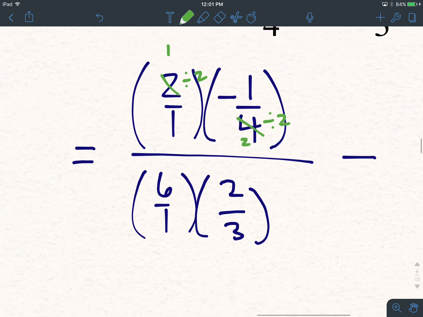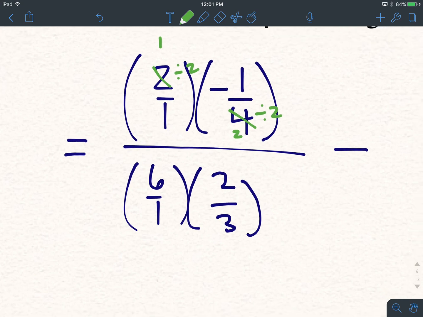Let's have a look at the denominator of our first fraction. Let's see if we can do some reducing, and I see that we can. So I can divide both the 3 and the 6 by 3. 3 divided by 3 gives us 1, and 6 divided by 3 gives us 2.